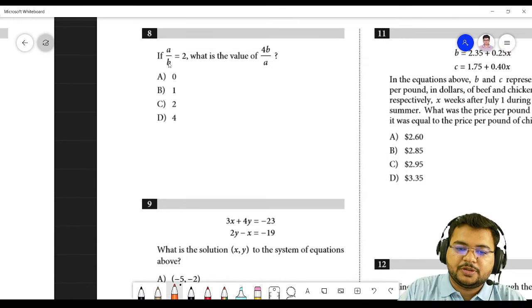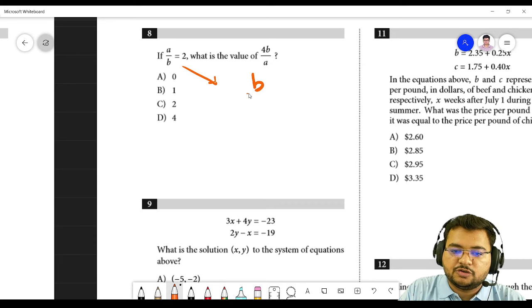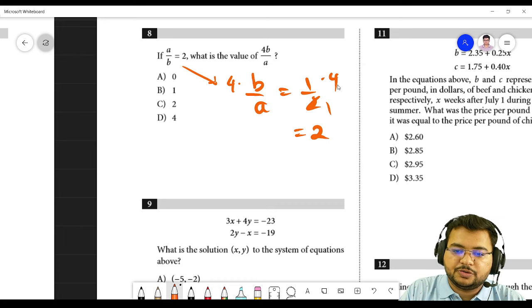Question number 8 is very simple. a/b equals 2, find 4b/a. Okay, so first we'll reverse this. So b/a will be equal to 1/2. Then multiply it by 4 on both sides. Okay, so the answer will be 2, that is, 2 ones are 2, 2 twos are 4.